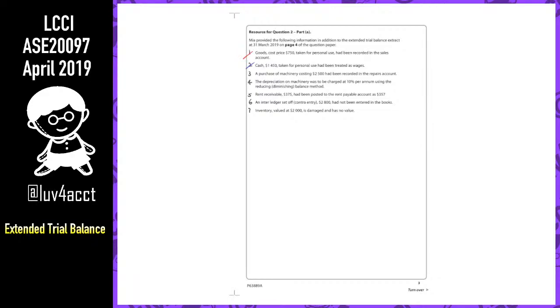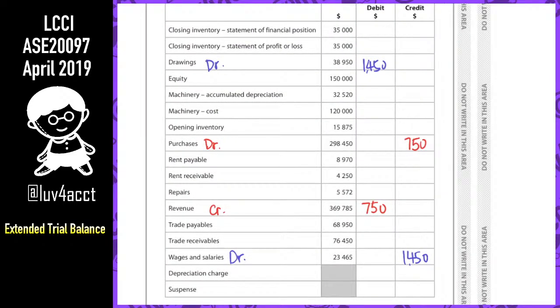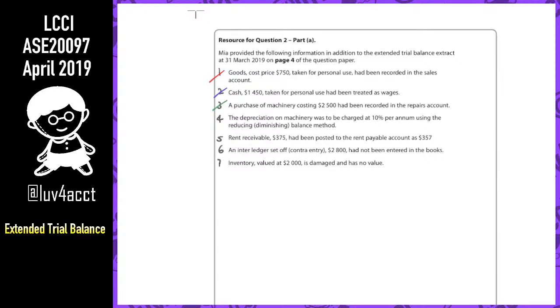Item 3. A purchase of machinery costing 2500 had been recorded in the repairs account. So it is a purchase of machinery, but we put it into repairs. Repairs debit side, machinery debit side. So we have to take away from repairs 2500 and put it back to the machinery cost account. So far it is not difficult. I hope it keeps like that.